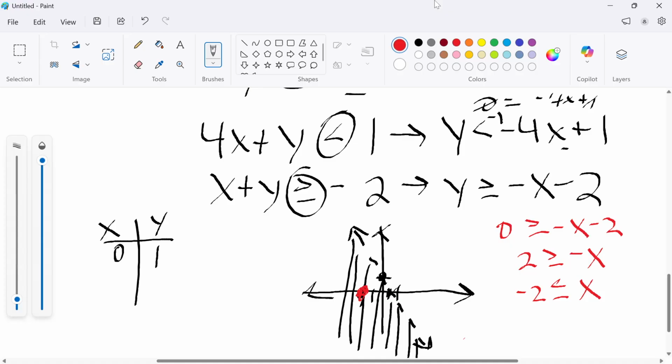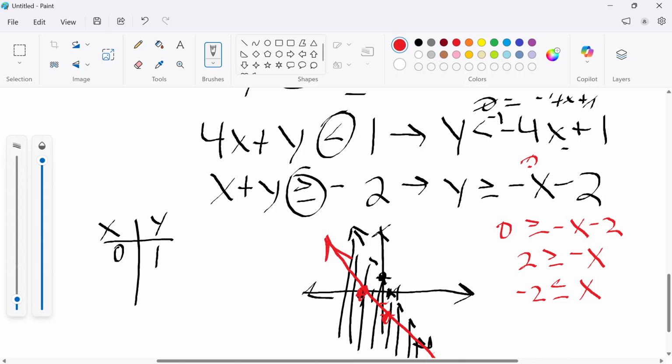Oh, I already did that one. I need y when x is 0. When x is 0, y is greater than or equal to -0 minus 2. So it's (0, -2), and it goes like that. And then this one's a solid line.